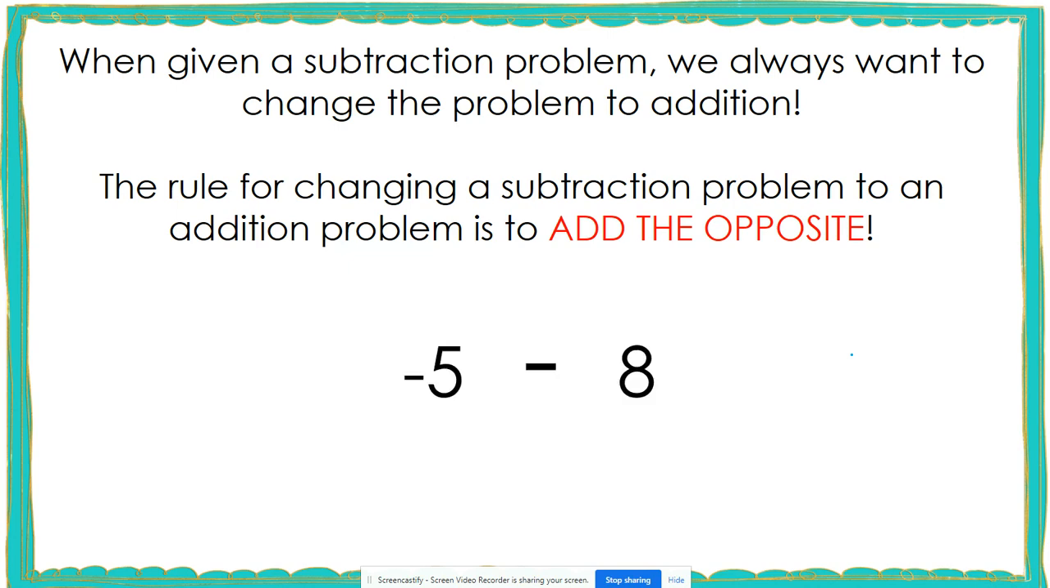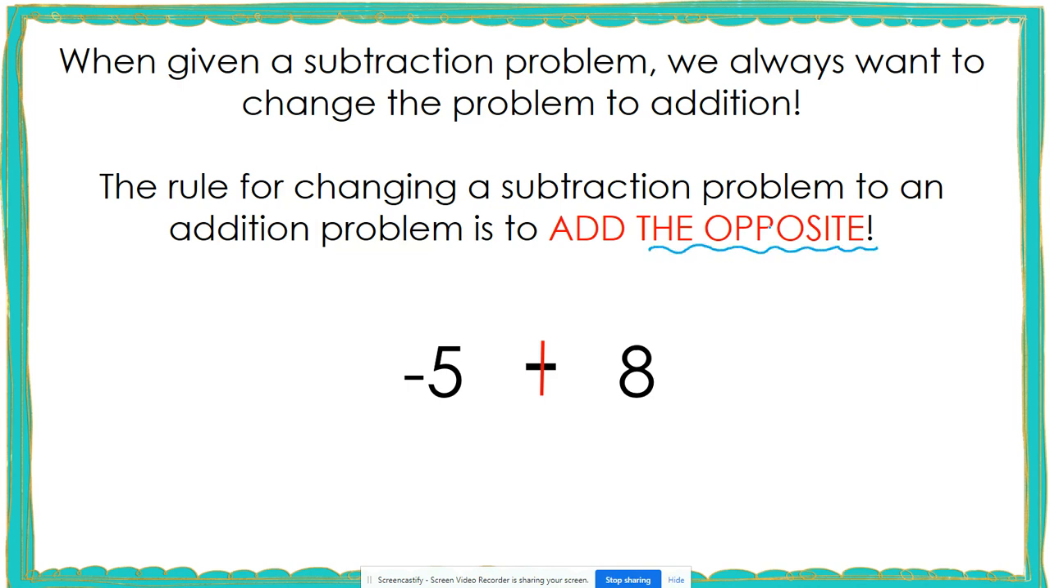So let's look at the example -5 minus 8. The first thing that I want to do is change this to an addition problem. So I'm going to change my subtraction sign to an addition sign. But that's not the only thing that I need to do. Remember that the rule says not to just add, but to add the opposite.